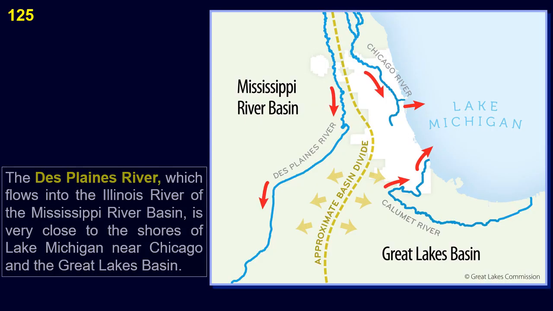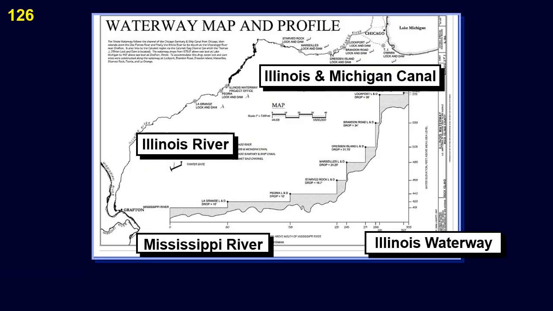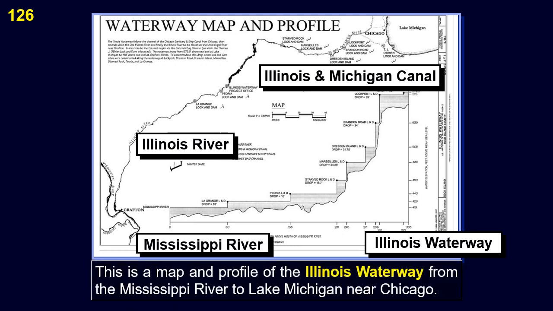The Des Plaines River, which flows into the Illinois River of the Mississippi River Basin, is very close to the shores of Lake Michigan near Chicago and the Great Lakes Basin. This is a map and profile of the Illinois waterway from the Mississippi River to Lake Michigan near Chicago.